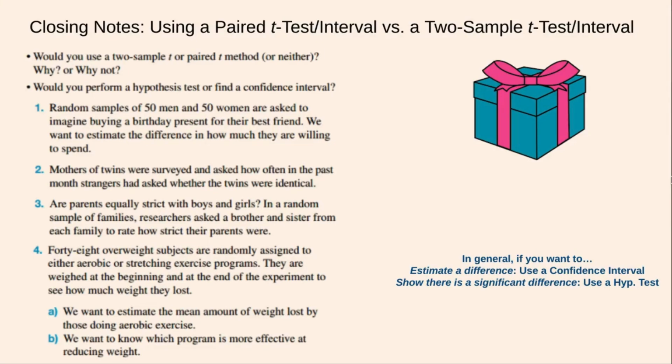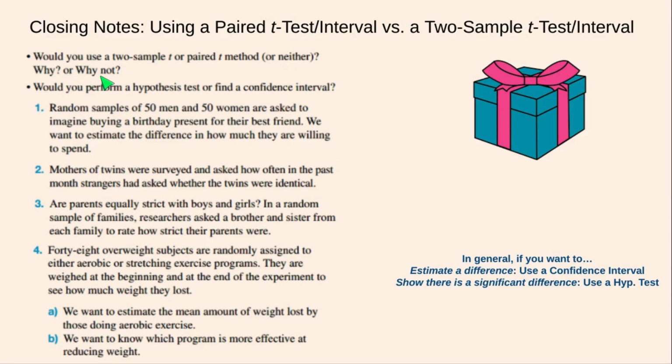So this slide kind of puts a little bow, no pun intended, on the top of the last couple of chapters. So for each of these scenarios, 1 through 4, and 4 has 2 separate cases, that's an especially fun problem, would you use a two-sample T or paired T method, all right, or neither?